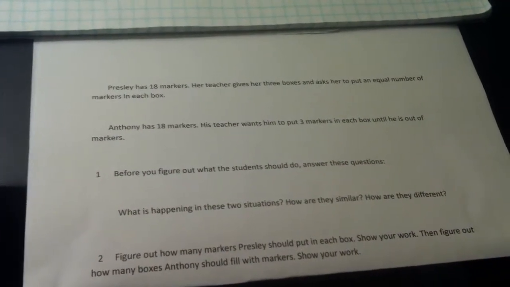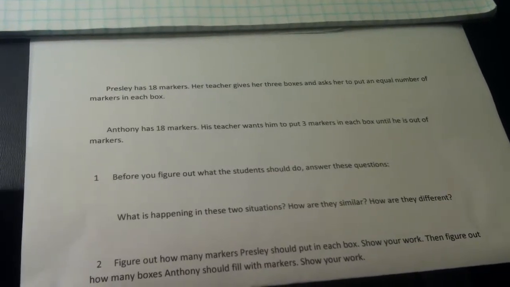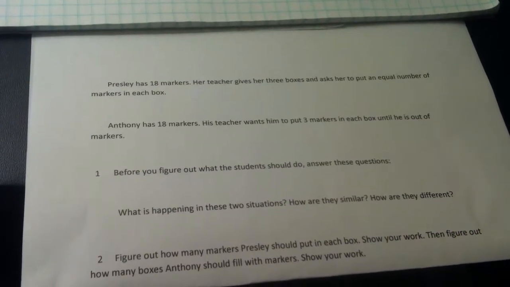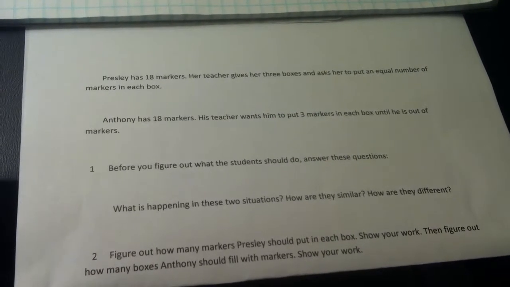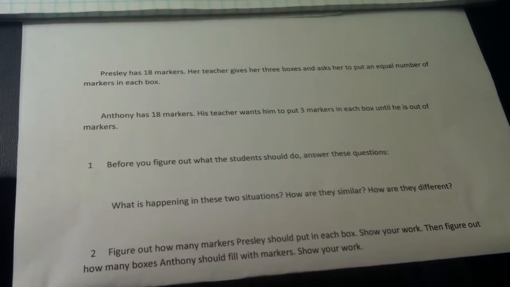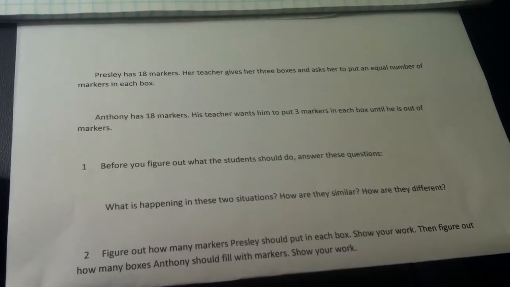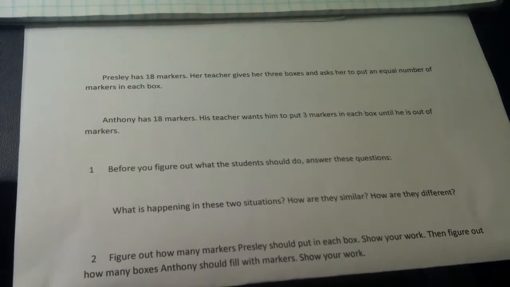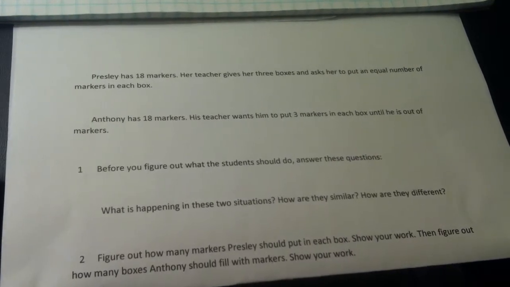All right, let me read through this problem, and we'll go ahead and tackle it together. Presley has 18 markers. Her teacher gives her 3 boxes and asks her to put an equal number of markers in each box. Anthony has 18 markers. His teacher wants him to put 3 markers in each box until he is out of markers. First item says, before you figure out what students should do, answer these questions. What is happening in these two situations?